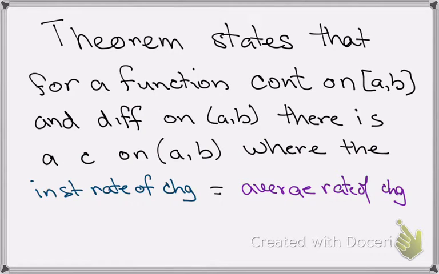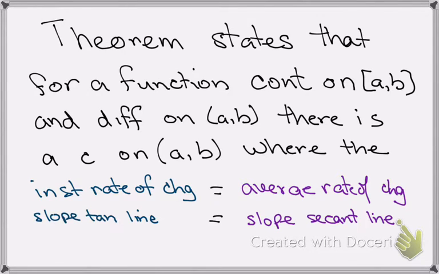So the theorem really states that for a function that's continuous on the closed interval [a, b] and differentiable on the open interval (a, b), there is a c in (a, b) where the instantaneous rate of change is equal to the average rate of change. And really this is saying that the slope of the tangent line at that point c is equal to the slope of the secant line between f of b and f of a.